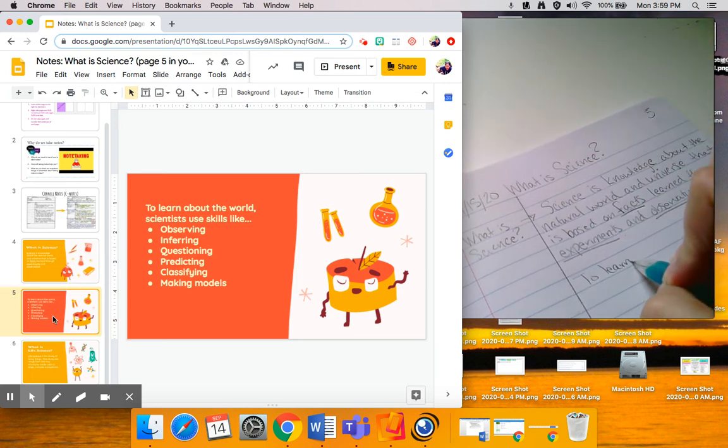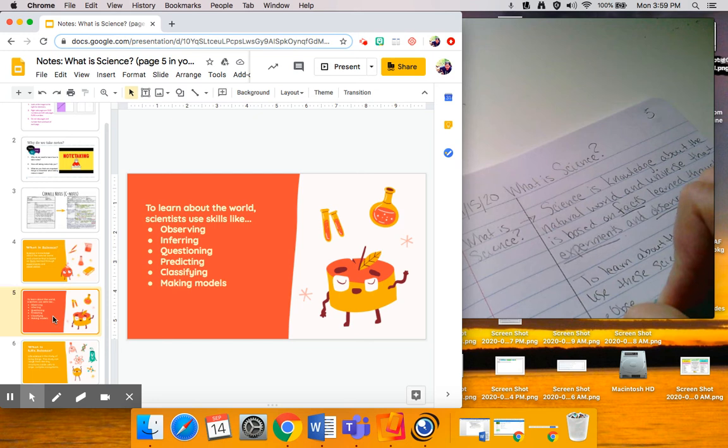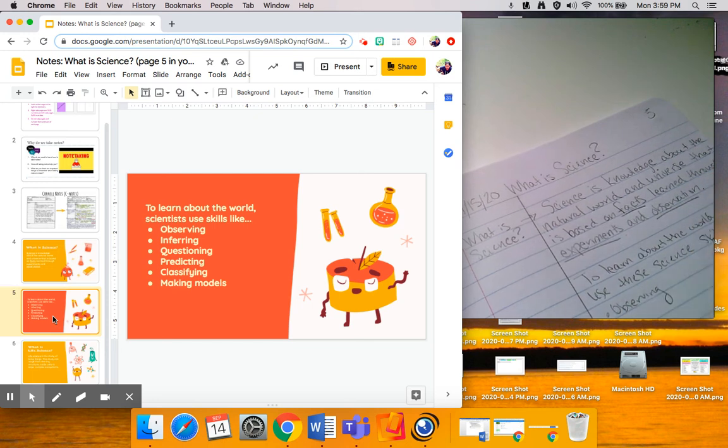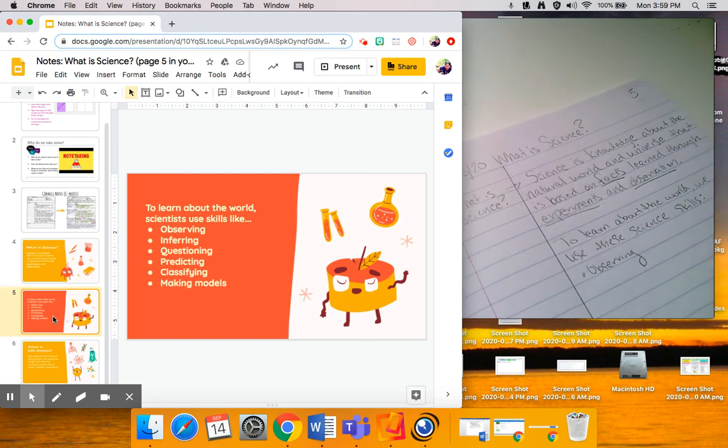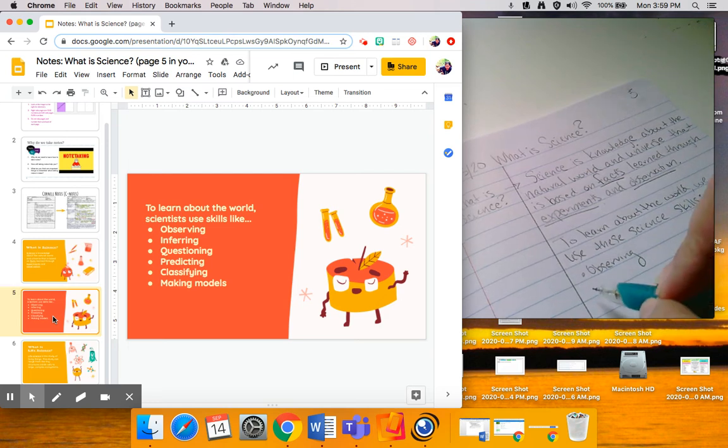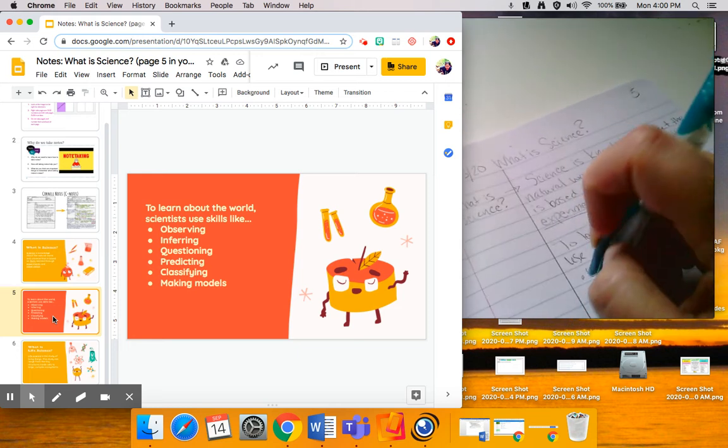To learn about the world, we use these science skills. Observing. So to see things, to hear things, to feel things, those are all observations. We use our 5 senses to observe. Questioning. Oh, inferring. We'll go inferring next.